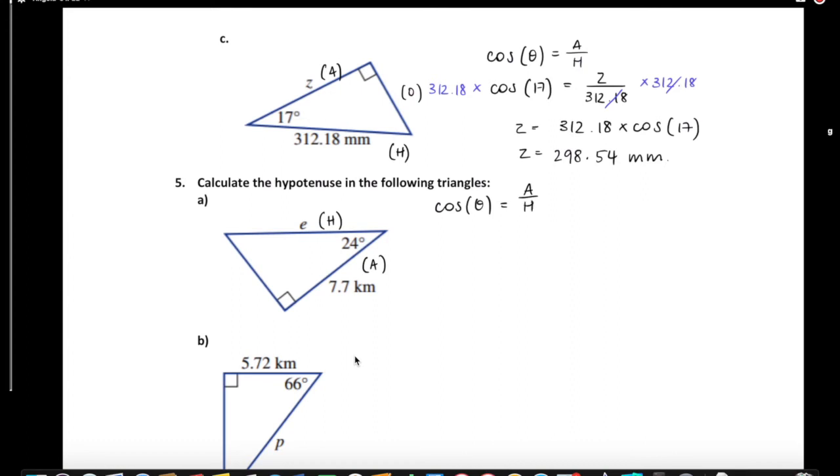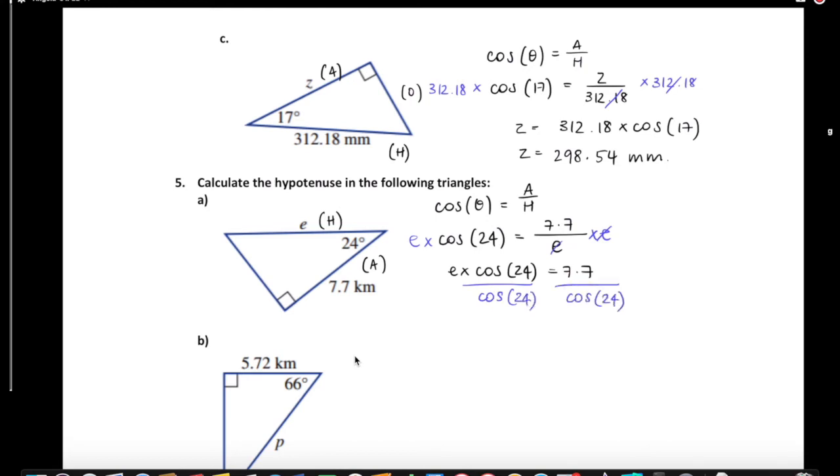So now substituting what I've got, so I've got 24 degrees for an angle, and cos of 24 degrees is equal to 7.7 kilometers divided by E. So here we're going to have to do a few more steps in order to find what E is. So I'm going to multiply both sides by E, and then that's going to give me E times cos of 24 degrees equals 7.7. Now I need to get that E by itself, so I'm going to divide that by cos of 24.